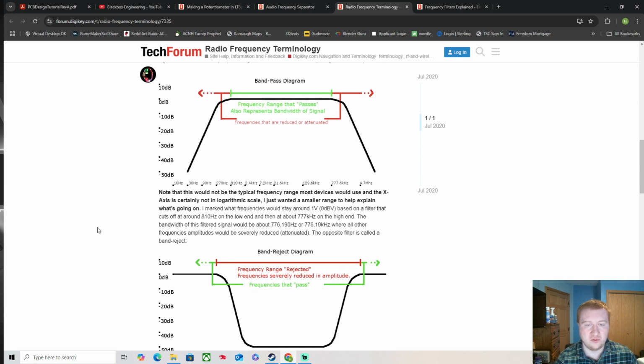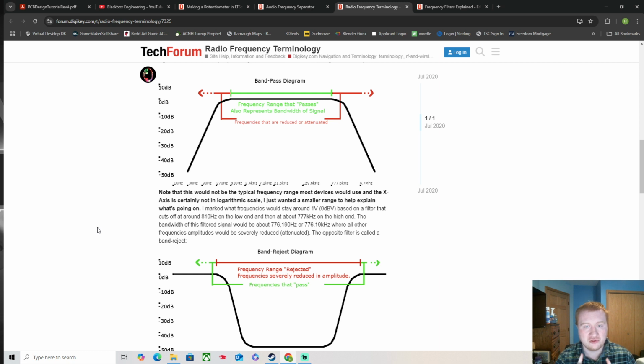This is not a typical frequency range that most devices use. It's just kind of an example to see what's going on. The cutoffs are at 810 and 777 kilohertz. The bandwidth of that particular signal would be 776,190 hertz, or just simply 776 kilohertz. All the other frequencies beyond that range would be severely reduced or attenuated.